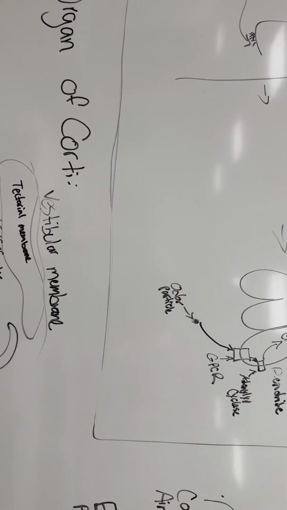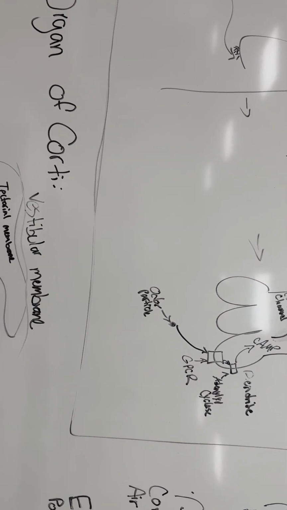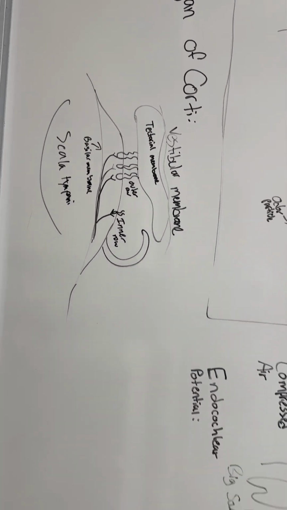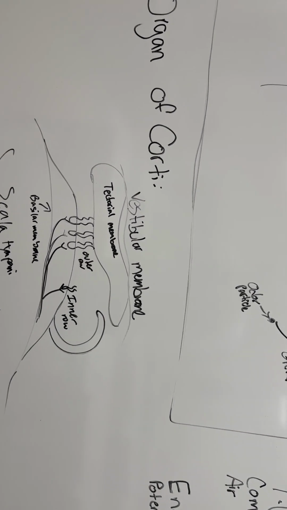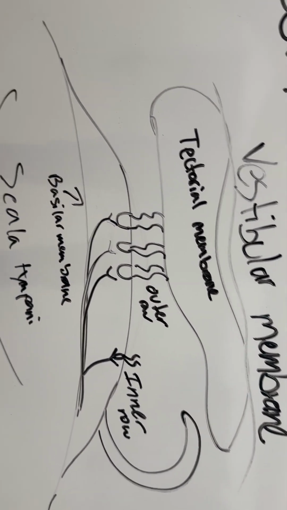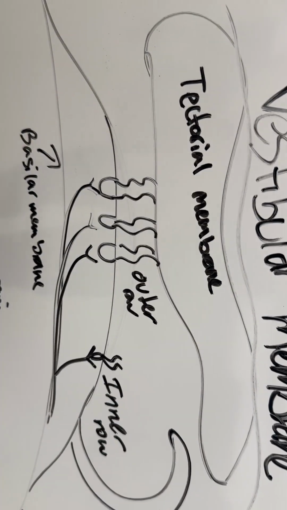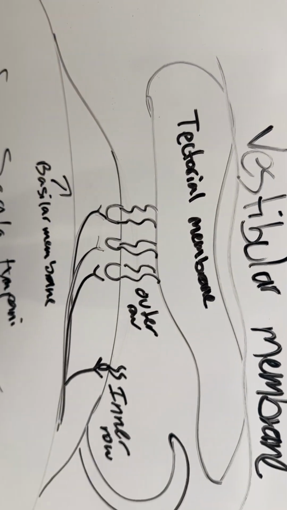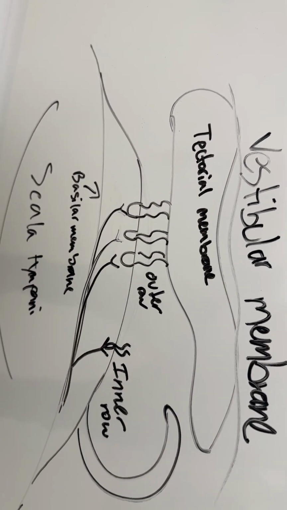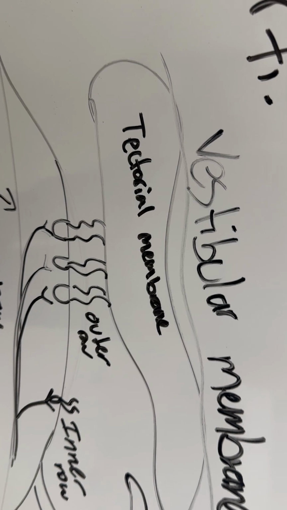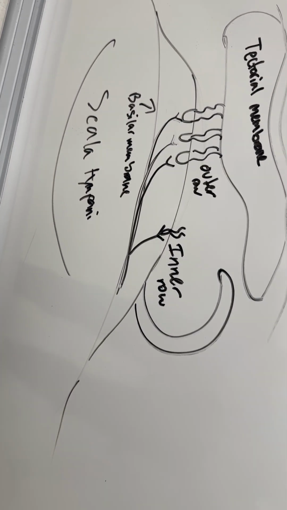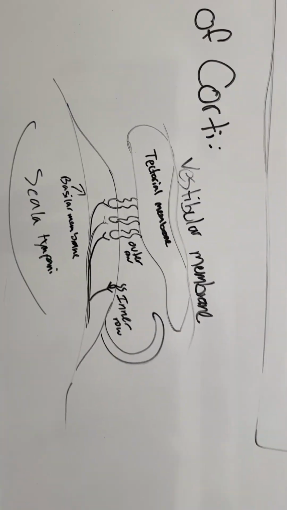So we have the vestibular membrane that is separating this from the scala vestibuli. We have the basilar membrane, which is separating us from the scala tympani. And then we have the tectorial membrane. And then we have this epithelium with these hair cells in here. And this is where our action potentials are going to be produced. So these hair cells are connected to this tectorial membrane and to the basilar membrane. And there's an outer row and an inner row.